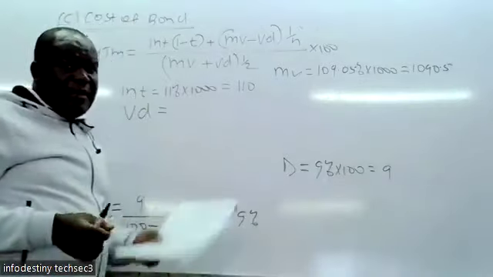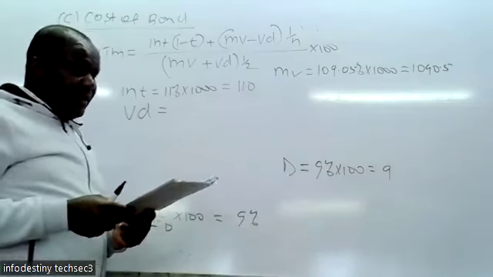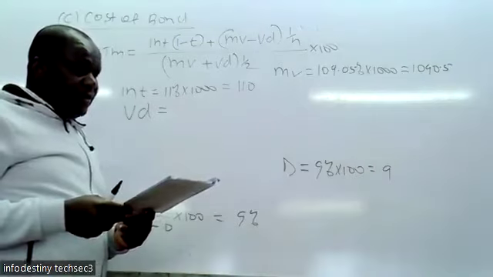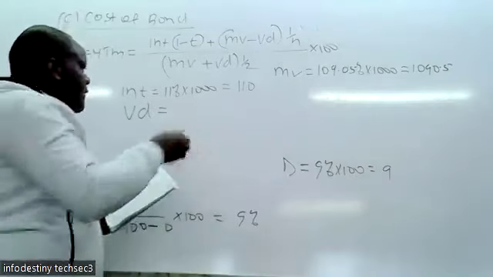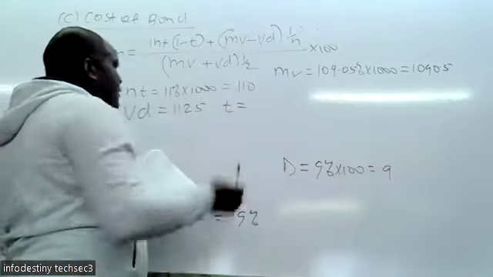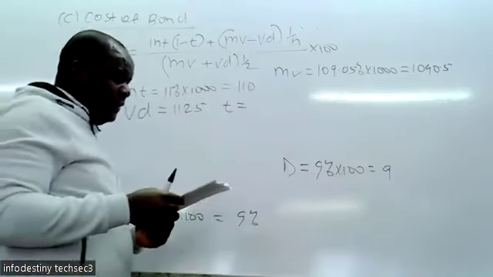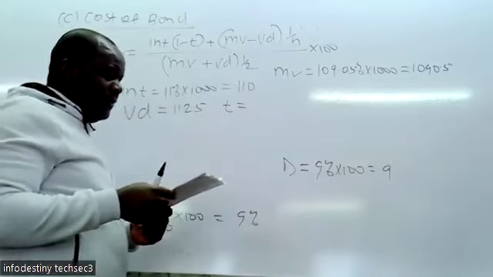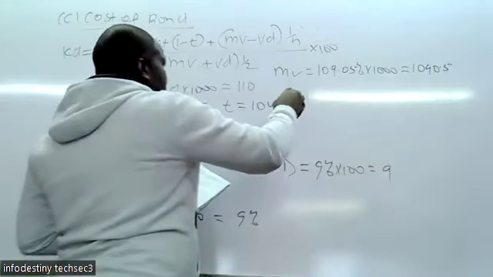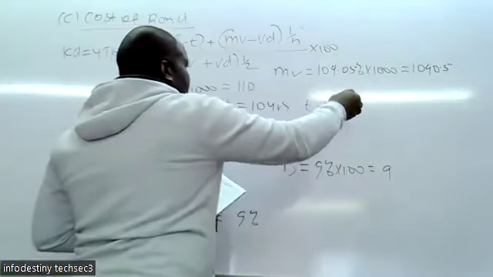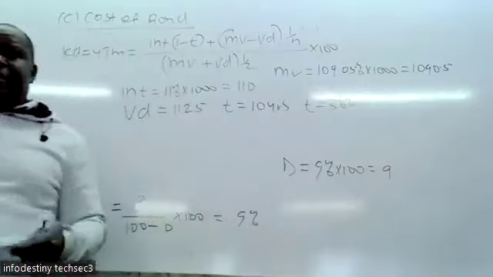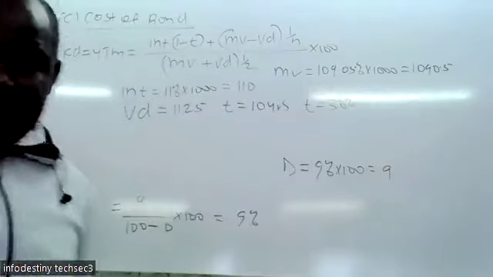Then we also need the current value. The current value was given to you. When you check, it is 1,125. Then T, the time, was given: it matures after 10 years. The tax rate was given as 30%.